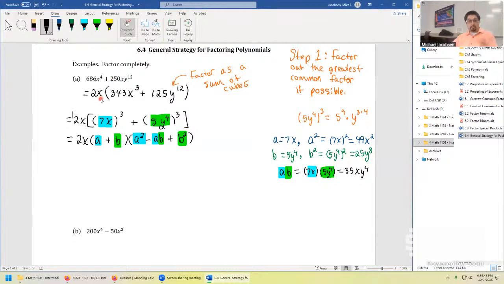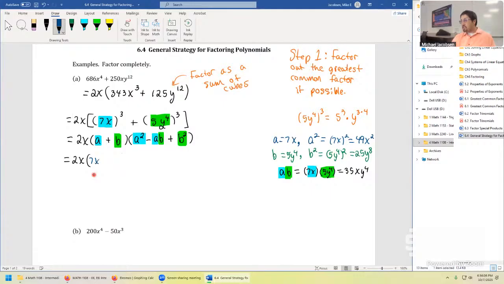Taking out the 2x doesn't make the problem instant to solve, but it does make it easier because now we have a formula for doing the rest of it. Here's the formula that we copied down. 2x again, just coming along for the ride, and we're just dropping in our values. Look to the right for all the substitutions.